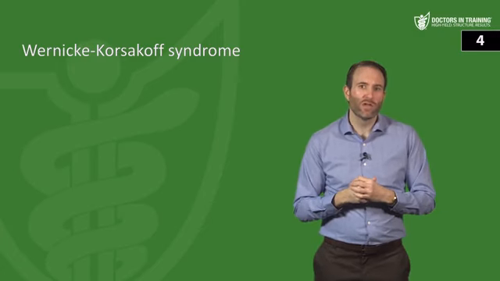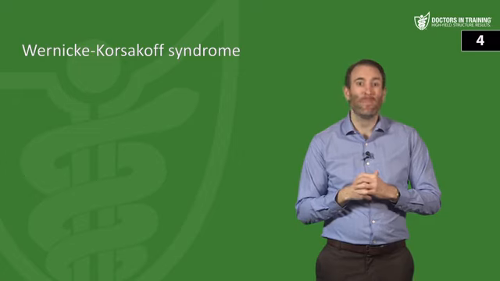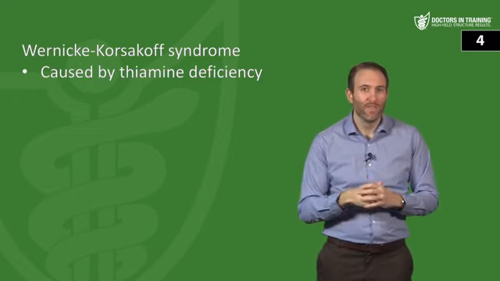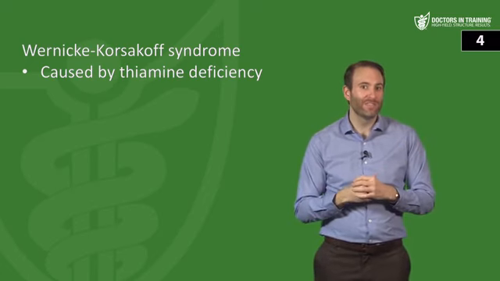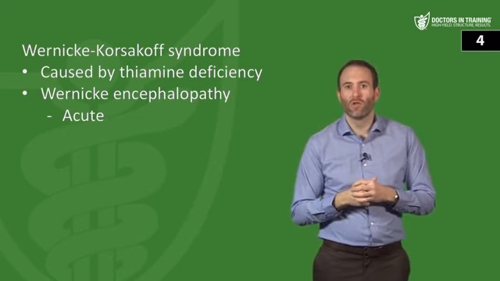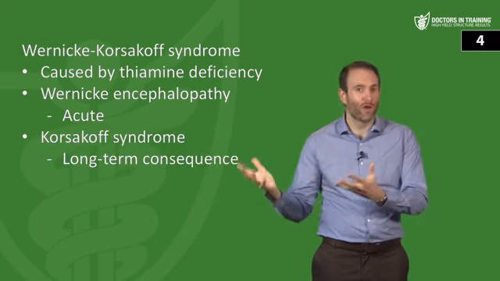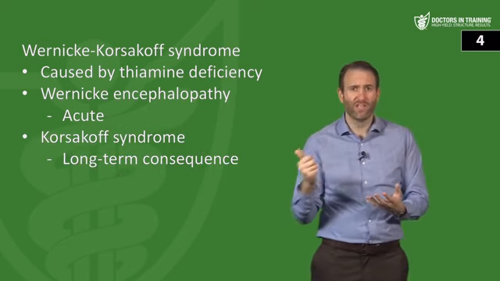So Wernicke-Korsakoff syndrome is another problem we tend to see in our alcoholics, anyone who is malnourished. So Wernicke-Korsakoff is caused by thiamine deficiency, which is vitamin B1. So it's actually 2 sets of symptoms. Now, Wernicke encephalopathy is the acute life-threatening neurological pathology associated with that thiamine deficiency, and then the Korsakoff syndrome is the long-term consequences of Wernicke encephalopathy.